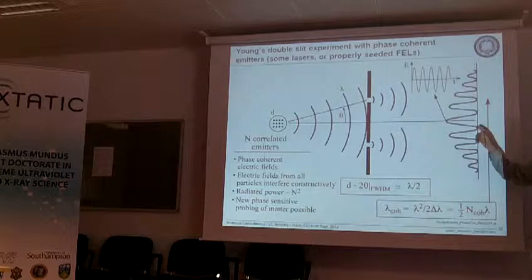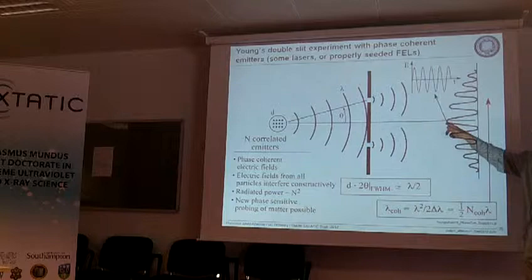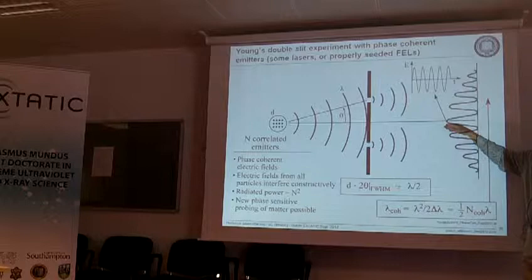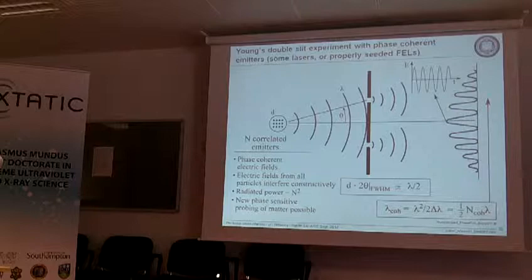Because the electric field in this case, there are three times four, so there are 12 emitters here. The electric field is now 12 times as big, and the intensity is E squared, so it's 144 times bigger, so more intense. So what you've done here is you haven't really improved the coherence properties, but you really made a big difference on the amount of power or intensity that you've got. And who plays this game the best?